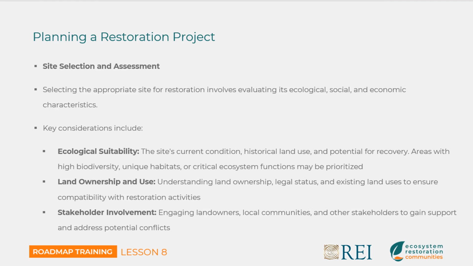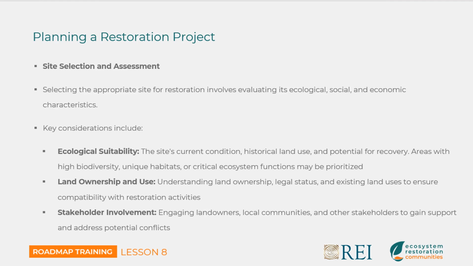Land ownership and use: understanding land ownership, the legal status of the property, and existing land uses to ensure compatibility with restoration activities. So when we're working with different landowners, we need to know that they actually are the landowner, and we create some sort of agreement, usually a 30-year agreement. And as a nonprofit, we're working with these landowners to restore their property. So it's an important characteristic.